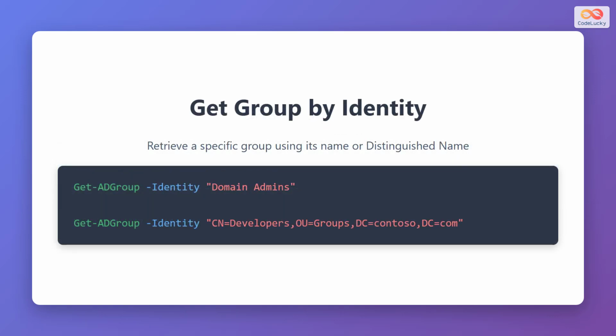To retrieve a specific group, use the Identity parameter with the group's name or distinguished name. For example, Get-ADGroup -Identity followed by "Domain Admins" in quotes will retrieve the Domain Admins group. You can also use the full distinguished name, which starts with CN=, followed by the group name, then the organizational unit path and domain components. The distinguished name provides a precise way to identify groups, especially when you have groups with similar names in different organizational units.